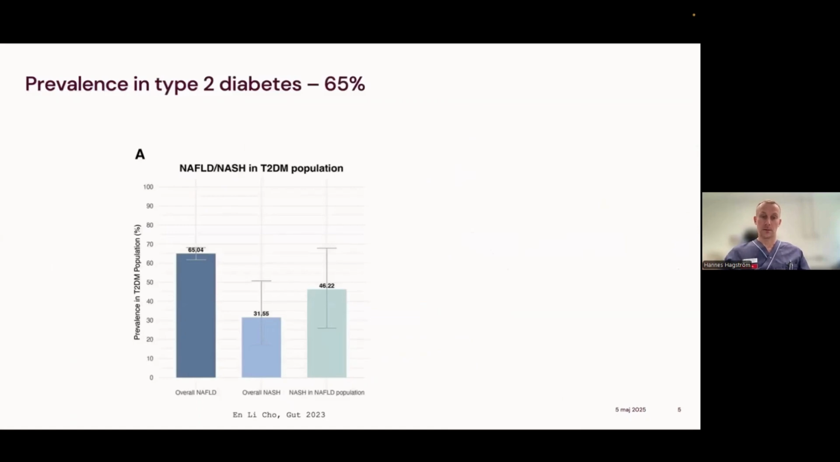In the type 2 diabetes population, the prevalence of SLD is around 65%. The prevalence of MASH is also quite high, around 31% according to this meta-analysis, but we should keep in mind that all the studies that have looked at NASH, or MASH as we say now, are biased in that they have done a liver biopsy for some reason, and we don't do liver biopsies in the general population. So all of these estimates are probably an overestimation of the true prevalence of steatohepatitis in the general population.